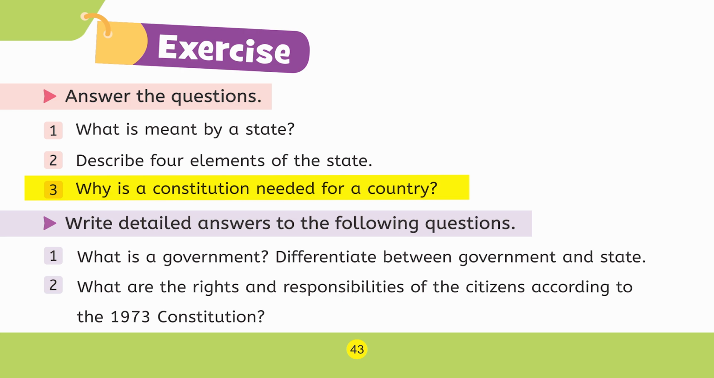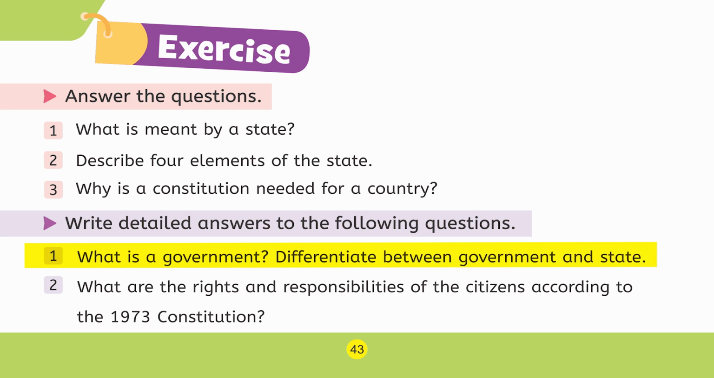Write detailed answers to the following questions. What is a government? Differentiate between government and state. A government is a group of people who help make rules for the state. The government is an important element of a state.